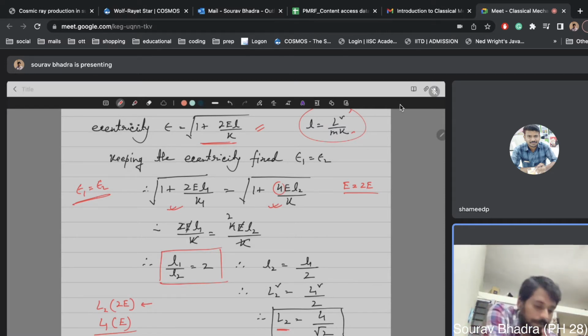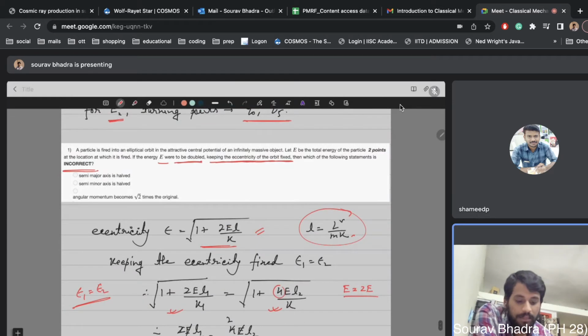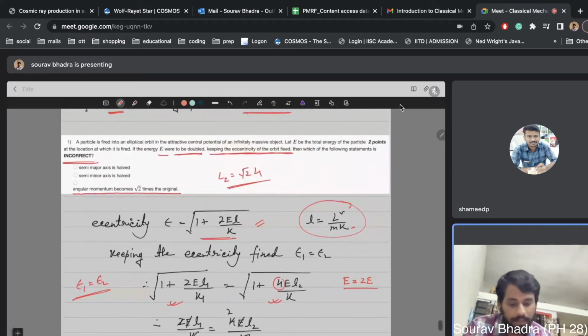So you can see our new angular momentum corresponding to double the energy is 1 by root 2 times the previous angular momentum. Here it is written that angular momentum becomes root 2 times the original. That means it is saying L2 equals root 2 L1, but that is not correct. We are getting L2 equals L1 by root 2, not root 2 L1, right? So this statement is the incorrect statement.